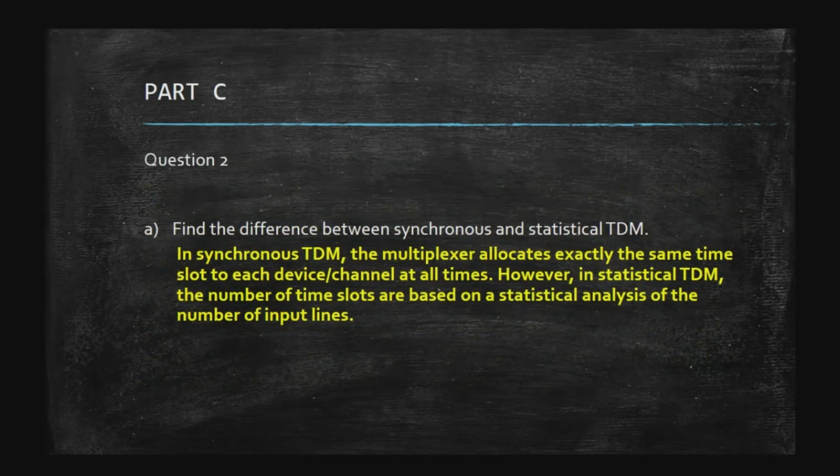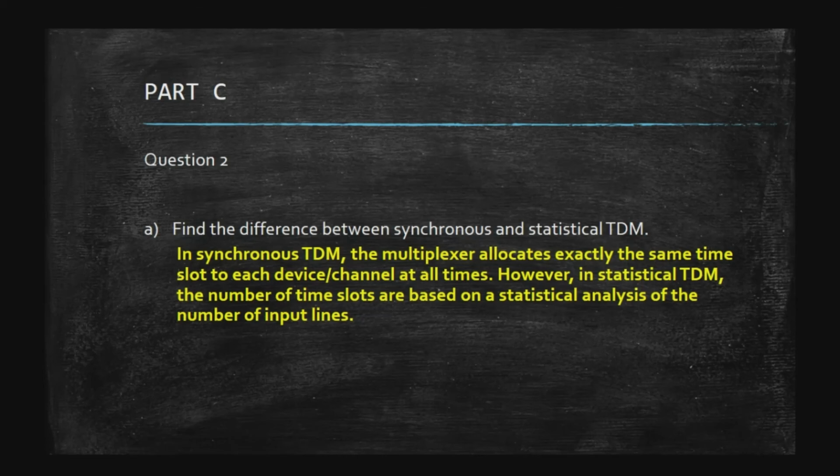For A, find the difference between synchronous and statistical TDM. So you just explain what synchronous TDM and statistical TDM are, and differentiate both. In synchronous TDM, the multiplexer allocates exactly the same time slot to each device or each channel at all times. Let's say we have 4 channels, so the multiplexer will allocate 4 slots, one for every channel.